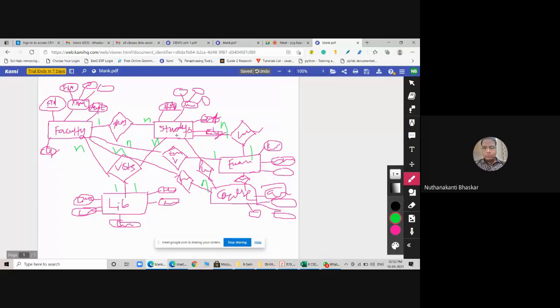The faculty teaches students. Here, which is the strong entity, which is the weak entity? Students are depending on faculty. Yes or no? But faculty is never depending on students. Yes or no? Yes, sir. So students is a weak entity in this case. Now coming to the students visits library.